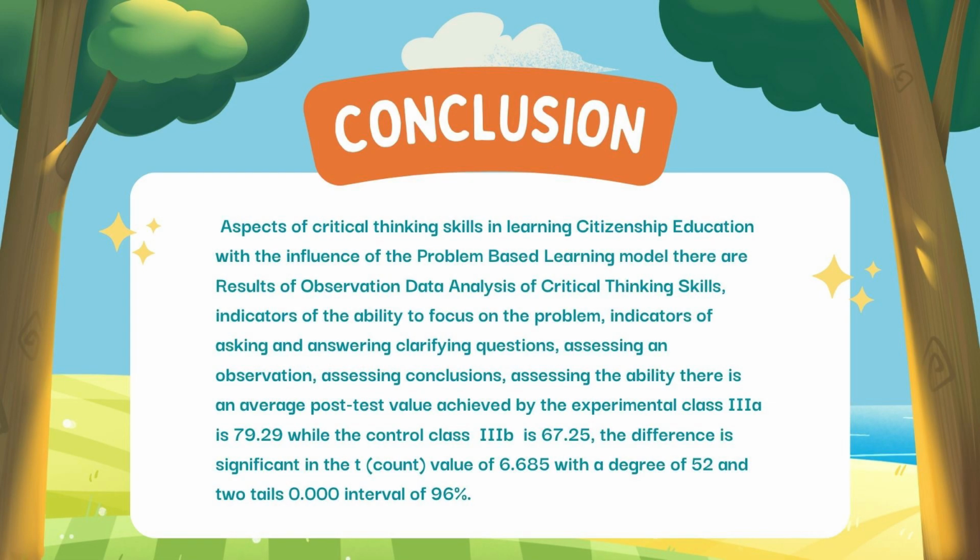Okay, the last, conclusion. Aspects of critical thinking skill in civic education learning are influenced by the problem-based learning model. The analysis of observation data of critical thinking skill covers the indicators of the ability to focus on the problem, asking and answering clarifying questions, assessing observation, assessing conclusion, and assessing the ability.